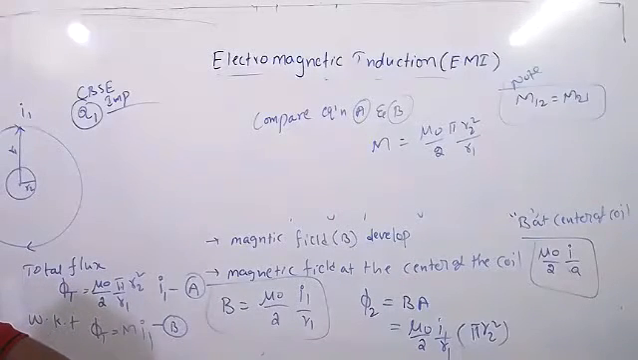Yes, sir. What is mutual inductance? Define mutual inductance means what will you say? 1 ampere current is passing in the primary coil in 1 second. Then mutual inductance is equal to EMF in the second coil.